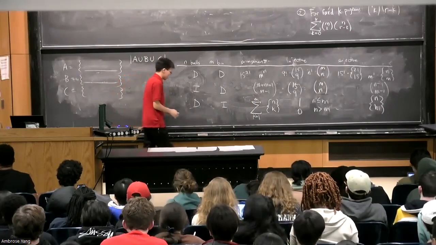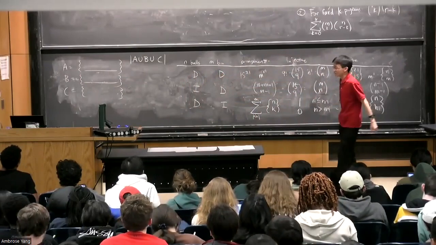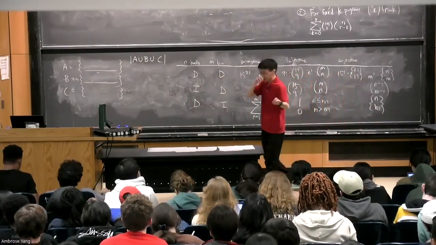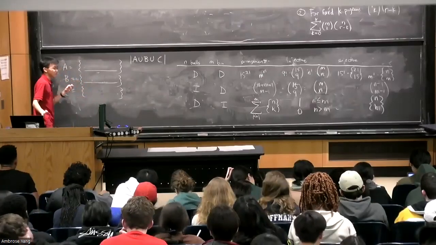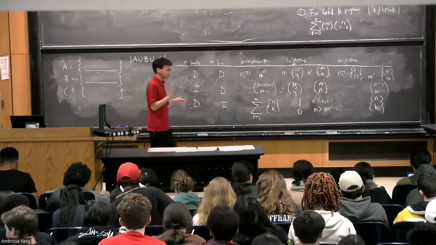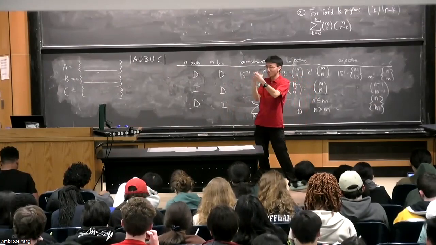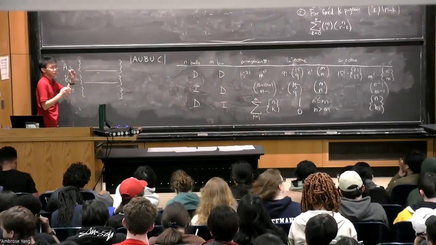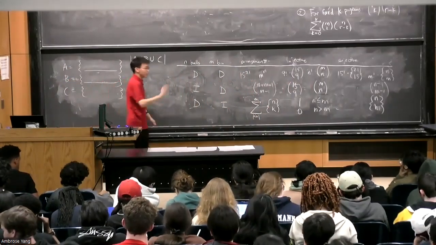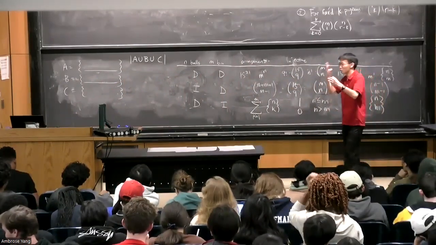Now, this would be easy if A, B, and C are disjoint. I just add up the size of A, size of B, size of C. That's fine. But it gets hard because what if A and B had some things in common? Then if I added up the A stuff, the B stuff, the C stuff, I would have double counted the stuff that's in common. Even worse, what if I had something that's in all three sets and then I counted those things 3 times?